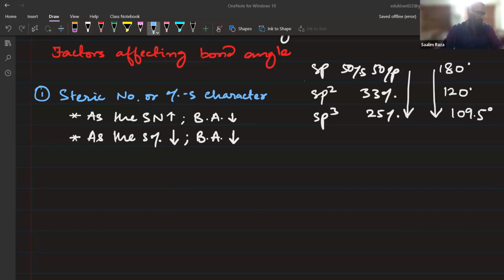Guys, please read the notes daily. If you are not going to read the notes, you will forget things. Okay, Abdul Hamid is done. Those who are done, write the next factor: lone pairs.